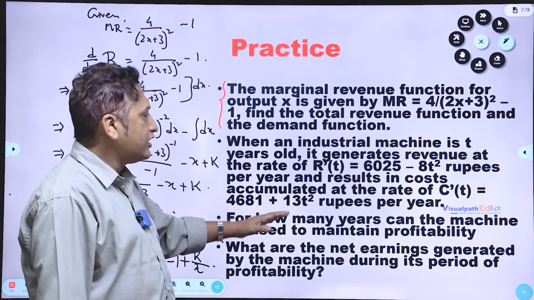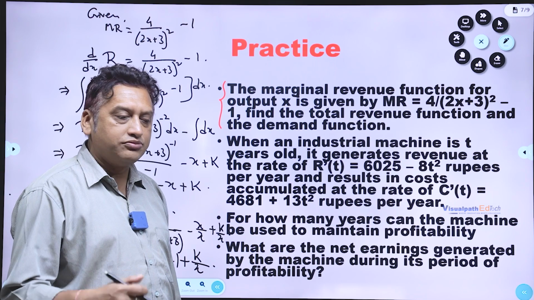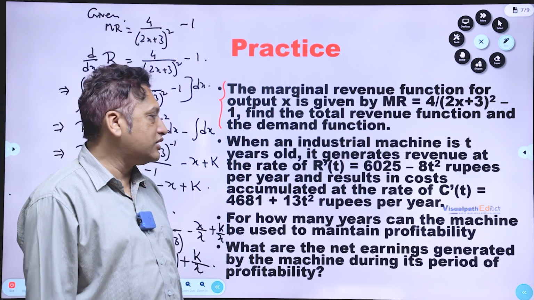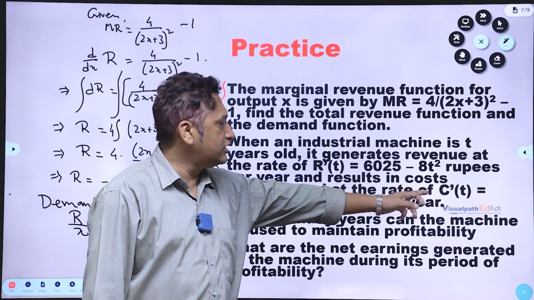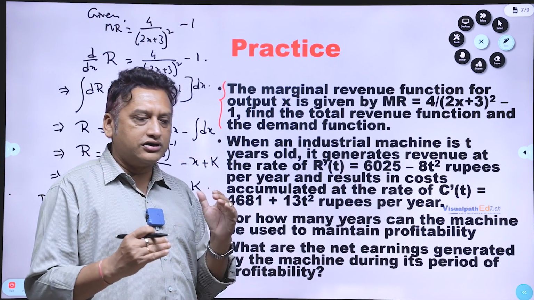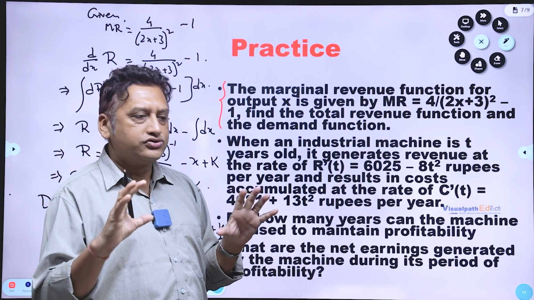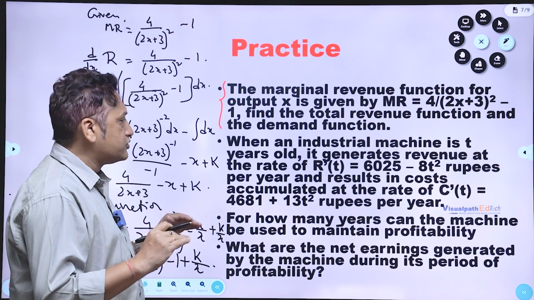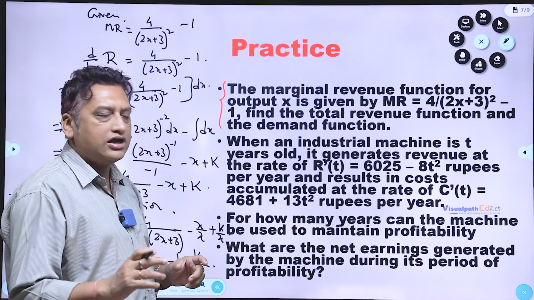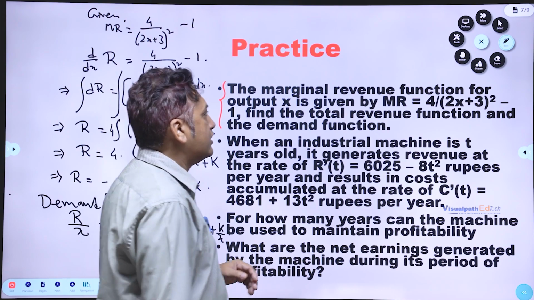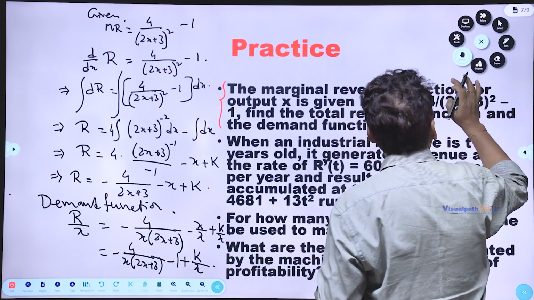So if you have to find out for how many years the machine can be used so that the profitability is maintained, then we have to equate these two. Till the time your revenue and the cost are equal, you are at a break-even point. So that way we can get an equation, and from there we can actually find out the value of t. So let's try doing this.